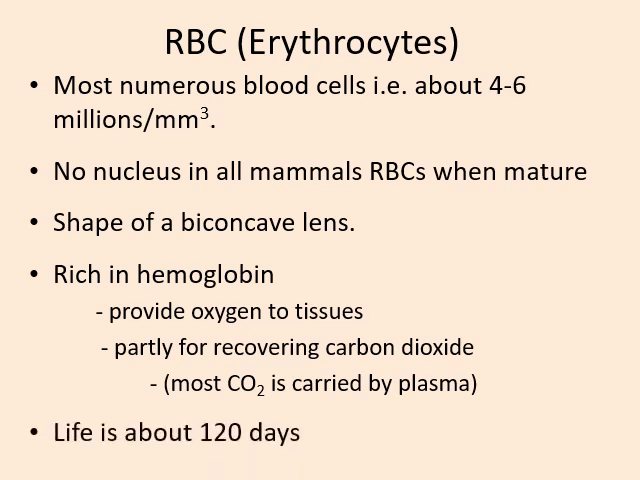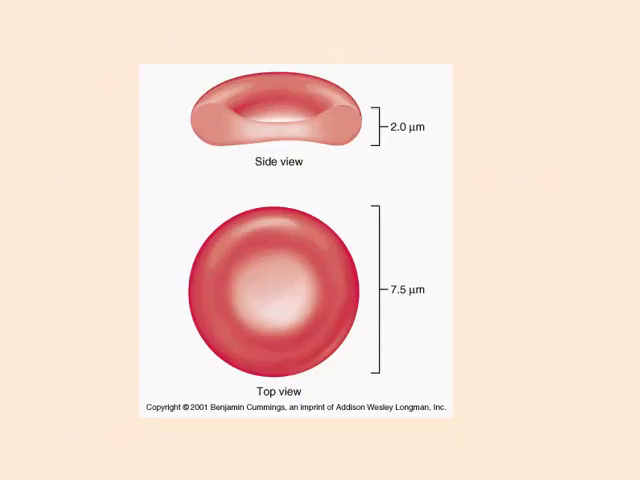Their life cycle is about 120 days. So every 120 days, the red blood cells are recycled in your body and fresh new ones are made. Here's what it looks like from the side. It looks like a biconcave lens, or like I say, those tubes for tubing. When you see them under the microscope, they have a darker outer rim and a little bit lighter area in the middle where the nucleus would have been. So they've kind of collapsed.